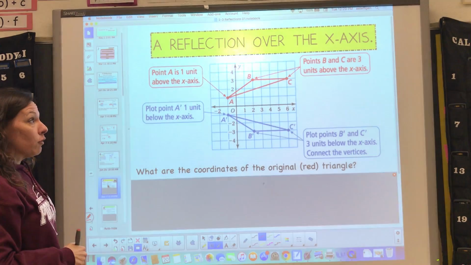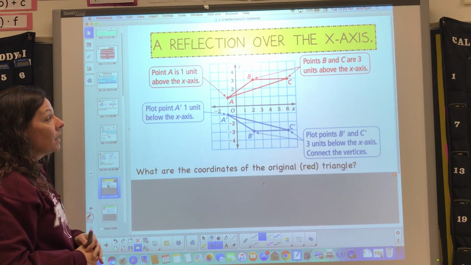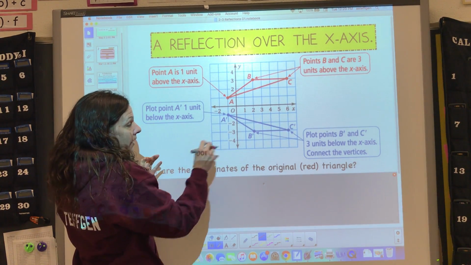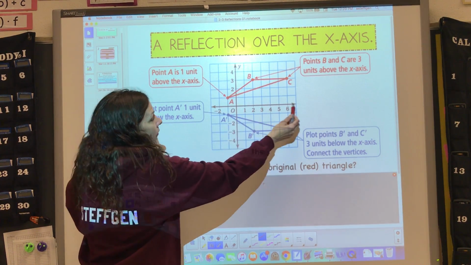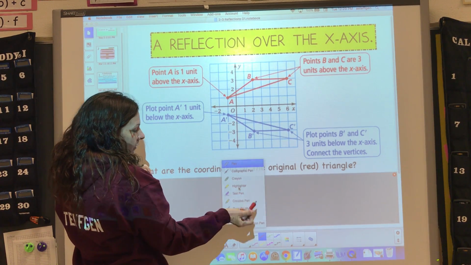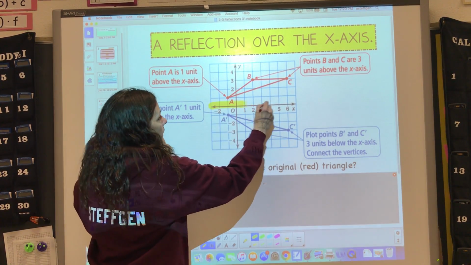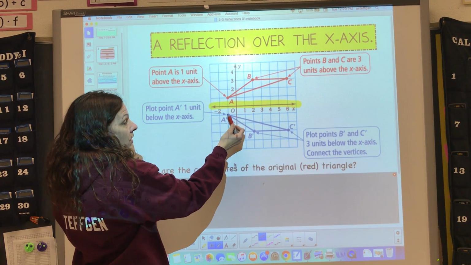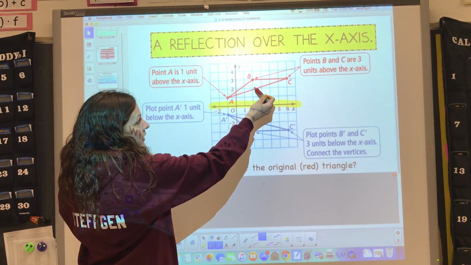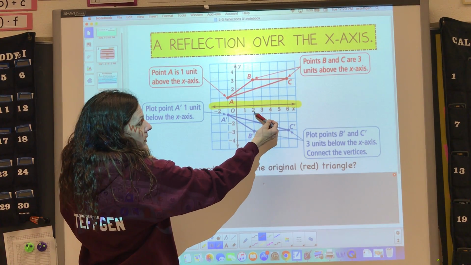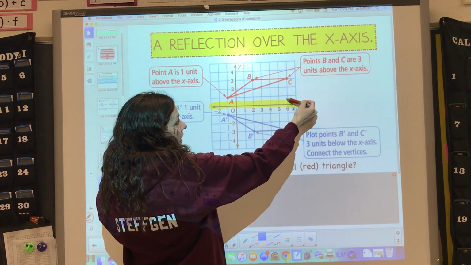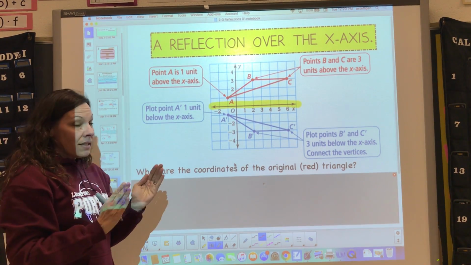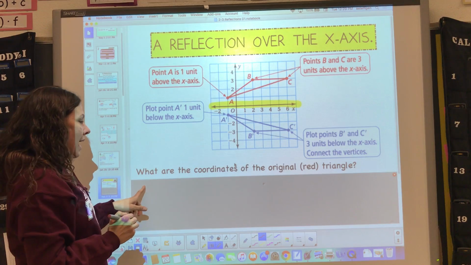All right, so if we're going to have a reflection over the x-axis, and this is my original figure, I'm going to have a reflection of this figure. If I look at A and I'm reflecting over the x-axis, so I'm reflecting over this line right here, A is 1 away from the line of reflection, so A prime should be 1 away. B is 1, 2, 3 away, so B prime should be 1, 2, 3 away. C is 3 away, so C prime should be 3 away. It's the same distance from the line of reflection, just on the opposite side.